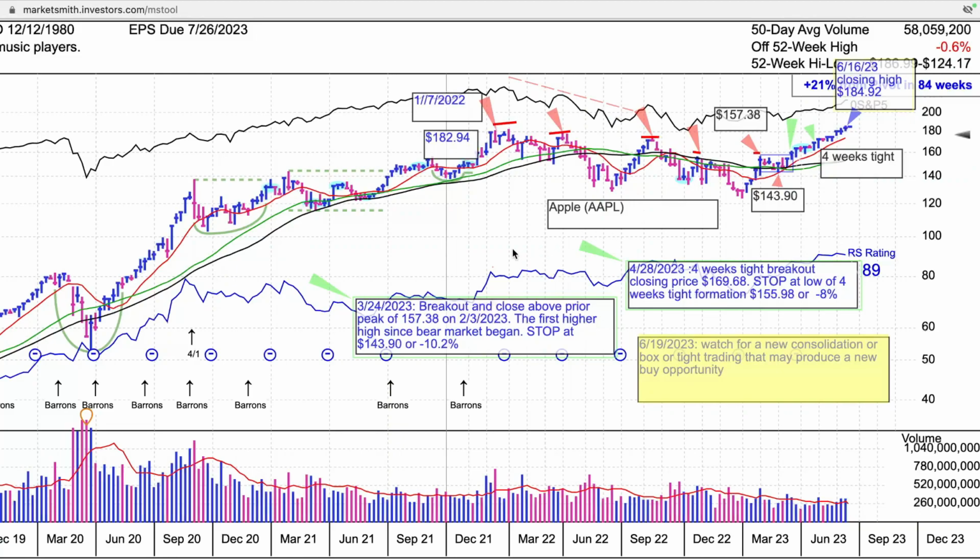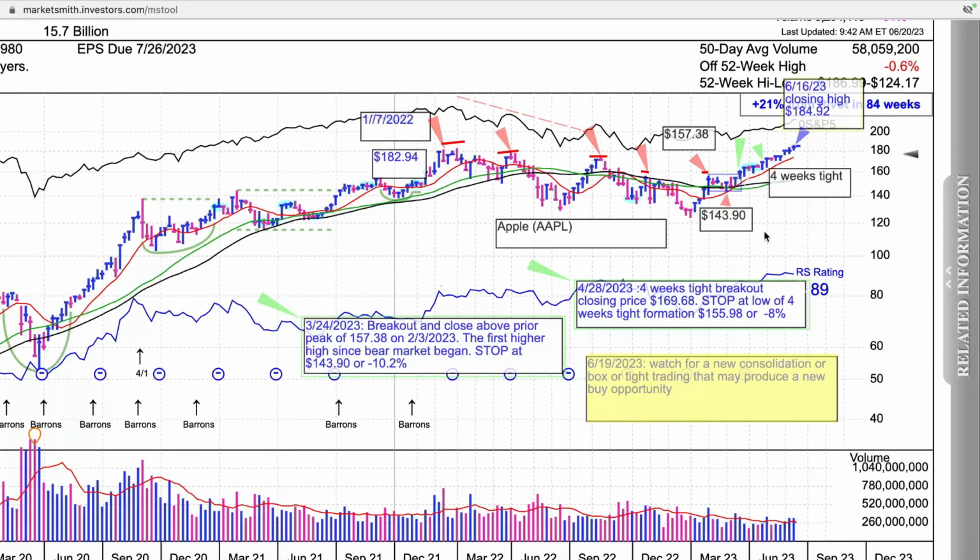I made a note down here, this first green arrow right here. This is the first time on a weekly basis that the stock actually made a higher price than the previous high. So the note down here, on 3/24/2023, there was a breakout and close above the prior peak of $157. This peak where my cursor is pointing was $157.38, and for the first time on the 24th of March, the price closed up here. So that told us that we had a buy opportunity.